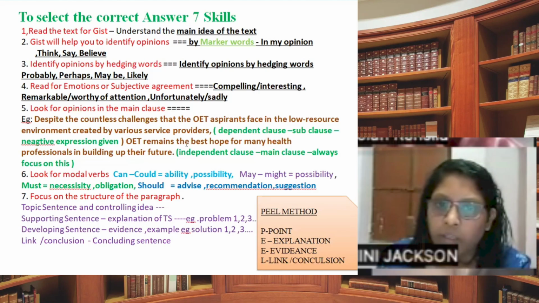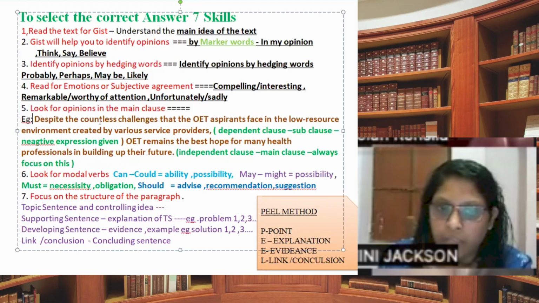Then: OET remains the best hope for many health professionals in building up their future. That is the independent clue. The other name is a main clue. Always we have to focus on the independent clue. In the paragraph structure, we can see this type of sentence will be there. So always we need to focus on the independent clue. What is the main clue given in the topic? We have to understand it and confirm the answer.